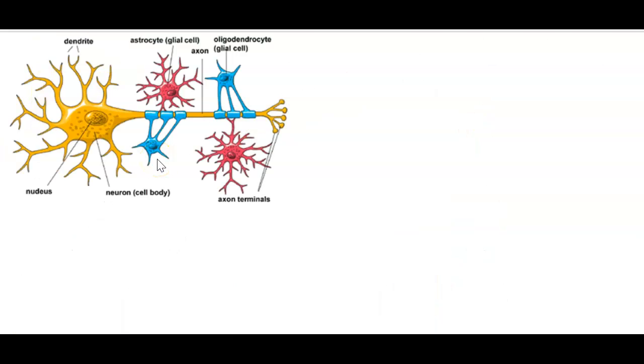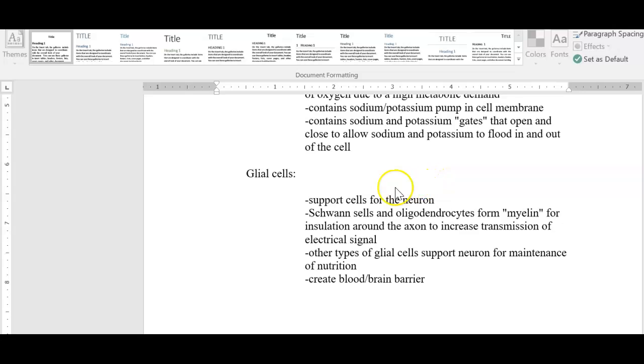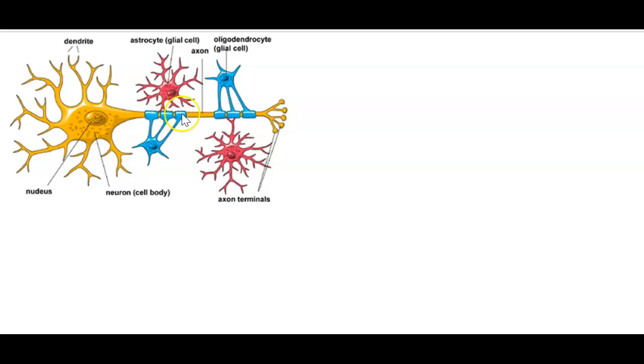There are other cells of the nervous system that we call glial cells. Glial cells are used to support the cells of the neuron. We have Schwann cells, which should be spelled with a C-H, and oligodendrocytes. They form the sheath that goes around the axon that we call myelin. This is the myelin sheath formed by Schwann cells and oligodendrocytes. These cells, or glial cells, are connective tissue. The neuron is not connective tissue.